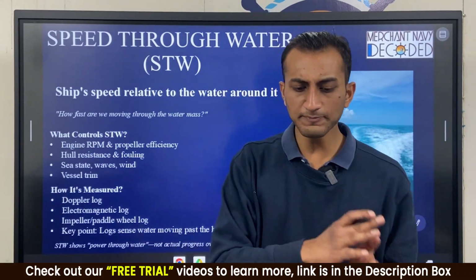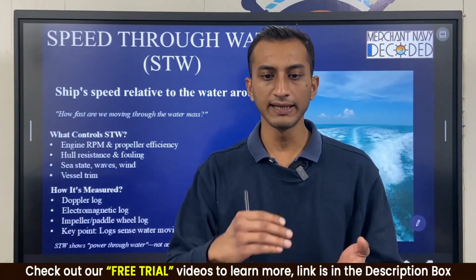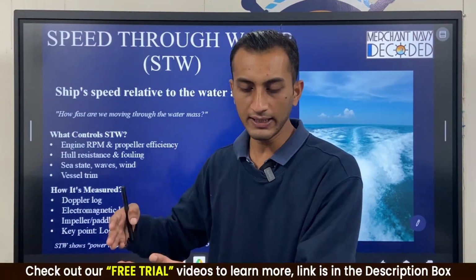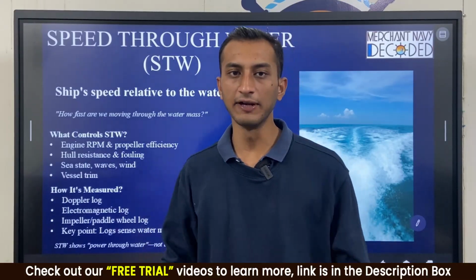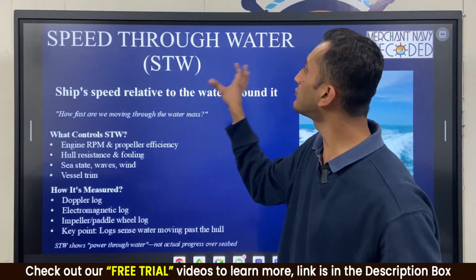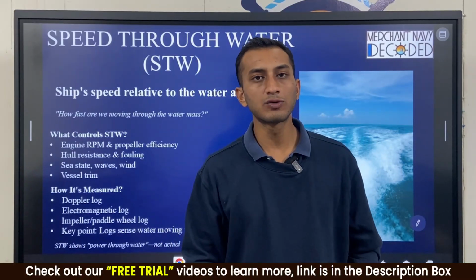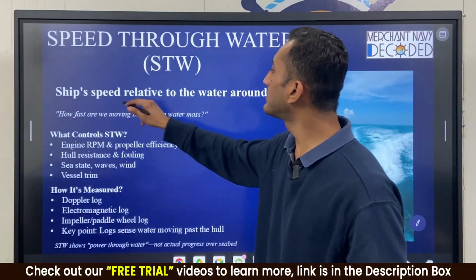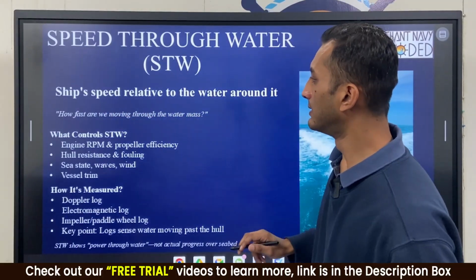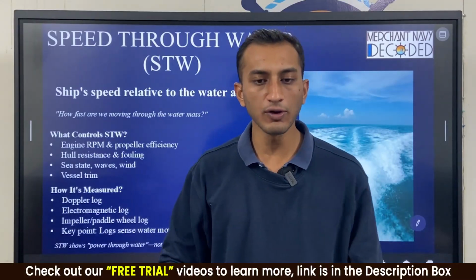Now, since both STW and SOG are measured in knots, but their reference points are different, that is what makes these two entities different. The speed through water is generally the speed with respect to the water around it. You can see, ship's speed relative to the water around it. How fast is the ship moving with respect to the water?